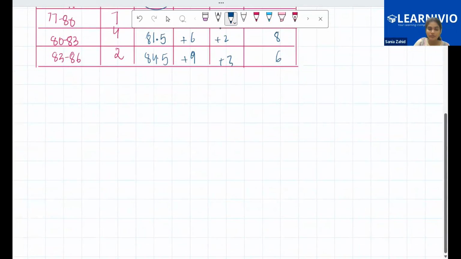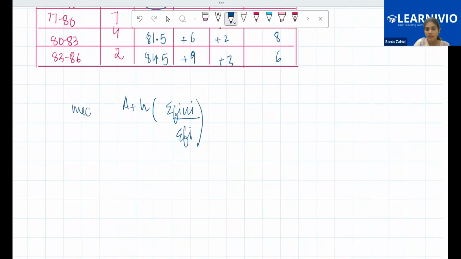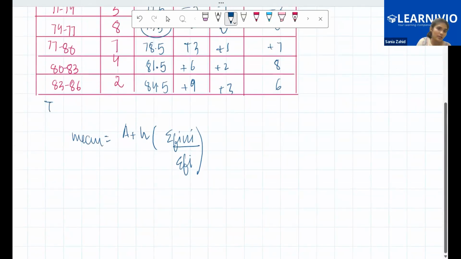A plus H in brackets, summation of FiUi divided by summation of Fi. Okay, so that means I need the summation of these values. I need the summation of FiUi. So let's calculate the total. What is the summation of Fi?